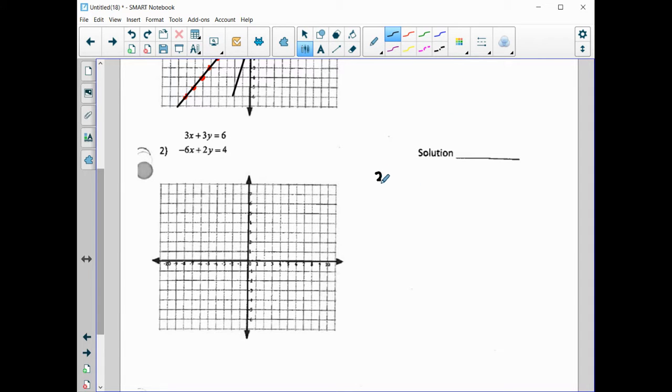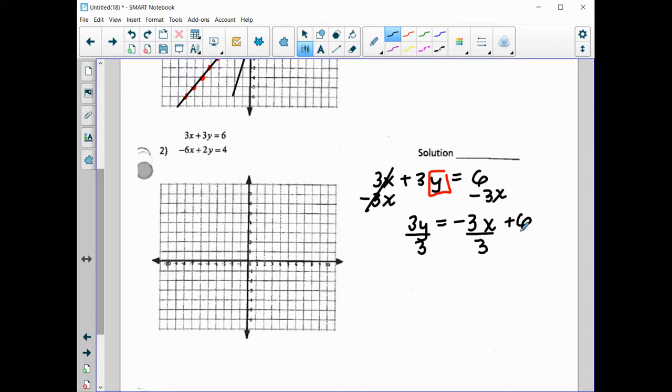So I'm going to have to take both equations and rewrite them. So that's where we get y alone. My first step is to move x to the other side. So I subtract 3x to get rid of positive 3x. That gives me 3y equals -3x plus 6. And then I'm going to divide the entire equation by 3 to get y by itself. So I get y is -1x, because I do -3 divided by 3, and 6 divided by 3 is 2.